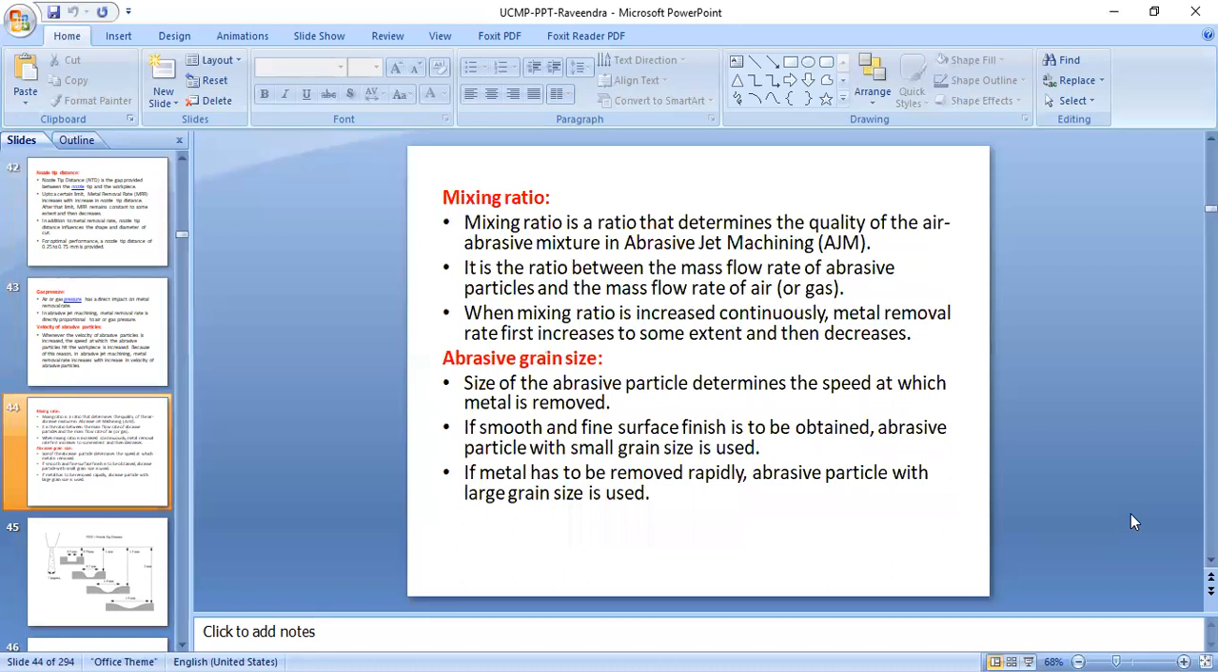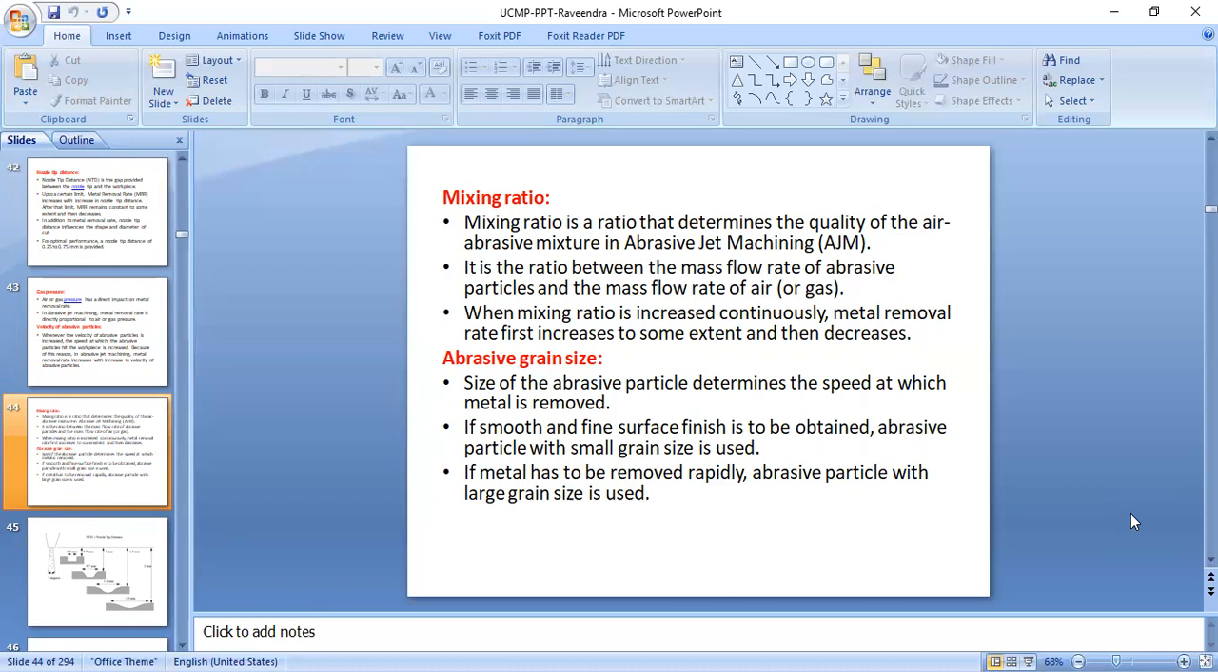Next, mixing ratio. The way in which abrasive particles are mixed with gas or air influences the metal removal rate. Mixing ratio determines the quantity of abrasive particles in the abrasive mixture in abrasive jet machining. It is the ratio between the mass flow rate of the abrasive particles and the mass flow rate of the air. When the mixing ratio is increased continuously, the metal removal rate first increases to some extent, and thereafter it decreases.